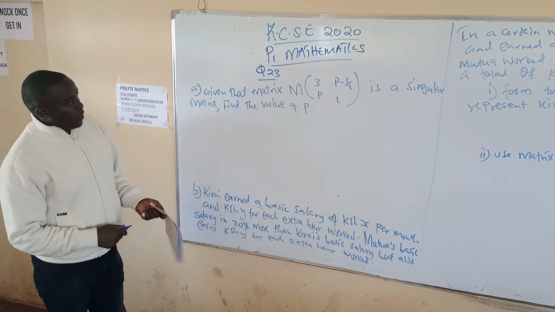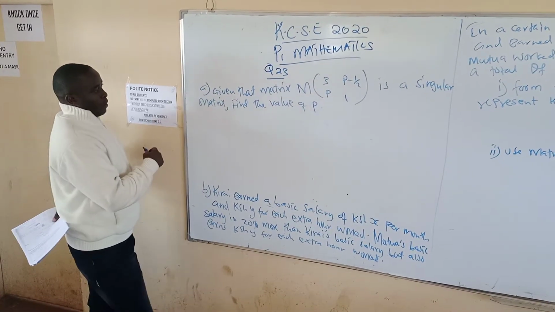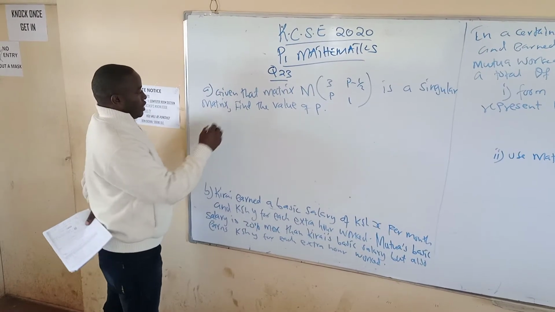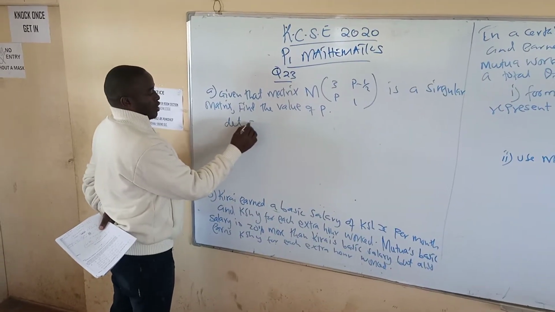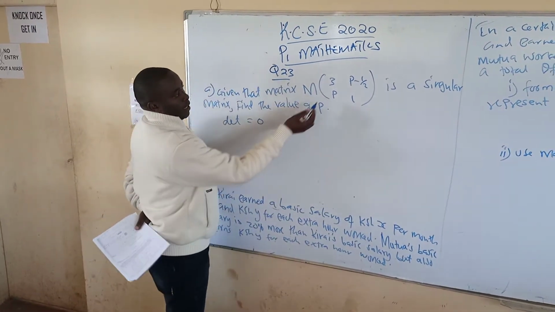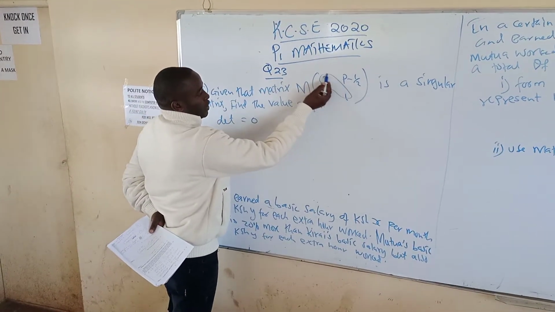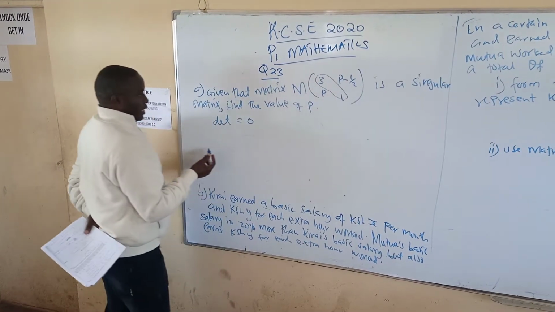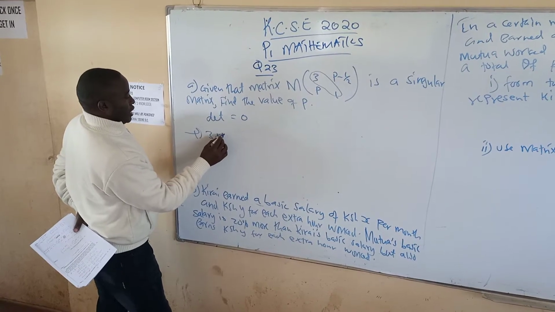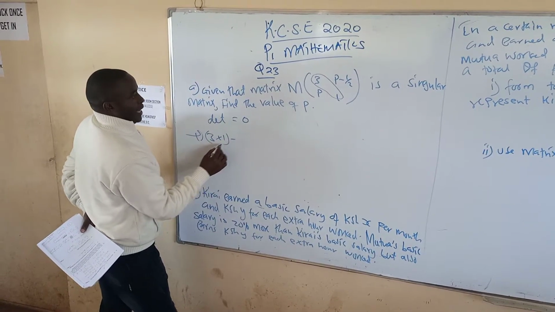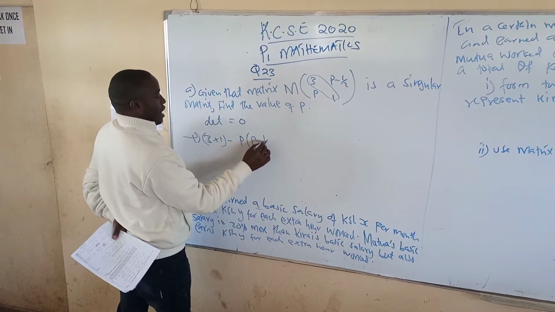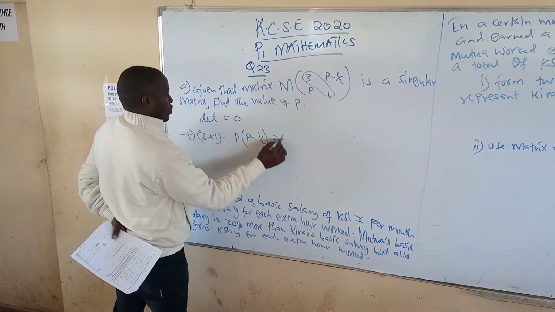That was part A. What you are required to remember is that for a singular matrix, the determinant equals 0. And we know that the determinant is the product of the leading diagonal minus the product of the other diagonal. That implies that 3 times 1, minus P into P minus a half, equals 0.